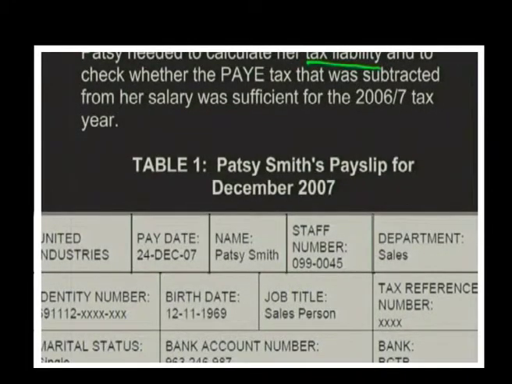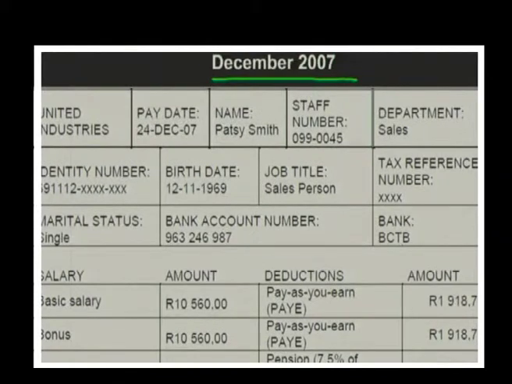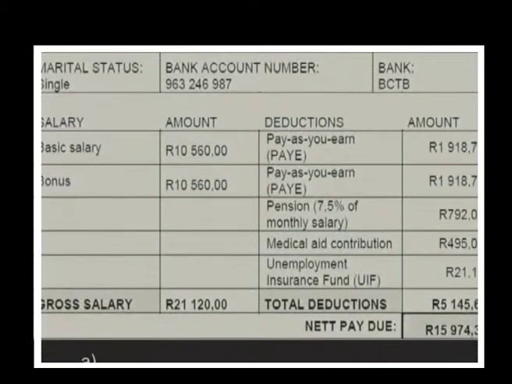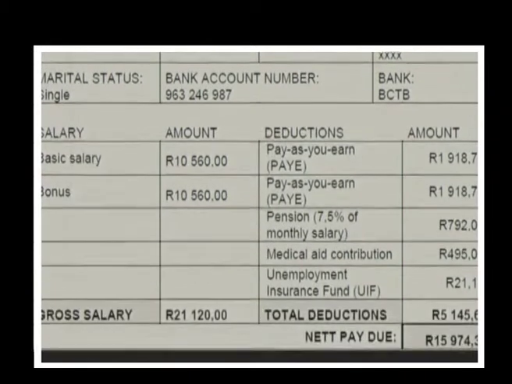So Patsy's payslip, and this is for December of 2007. I'm just going to go through the entire payslip and see what we've got. So she works for United Industries. We've got our pay date. She got paid on the 24th of December. Her name, she's got a staff number, and she's in sales. We know that already. On her payslip, she's got her ID number, date of birth, job title, her tax reference number, which is really important. That's the reference number that the receiver would have. So we've got her marital status, bank account number, and various other details that we need, the bank, right, and then we go through her actual payments.